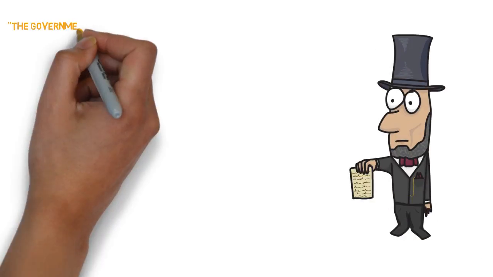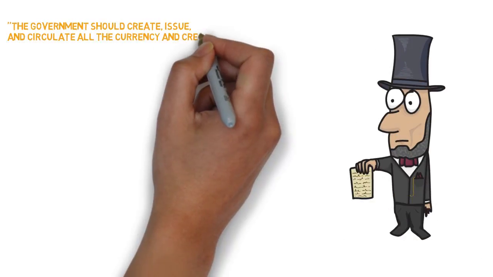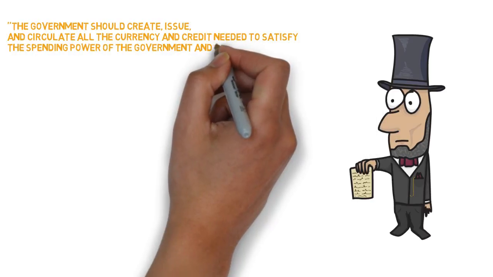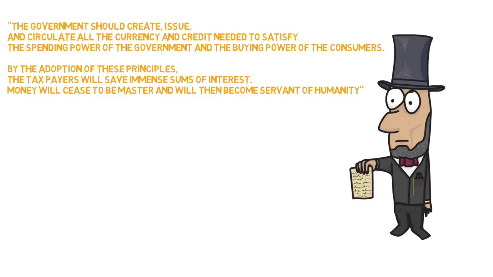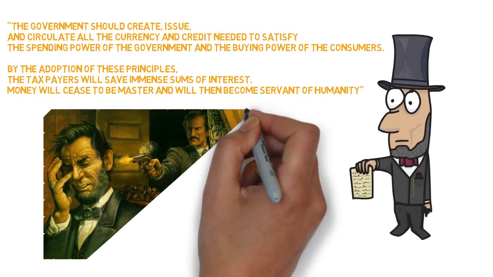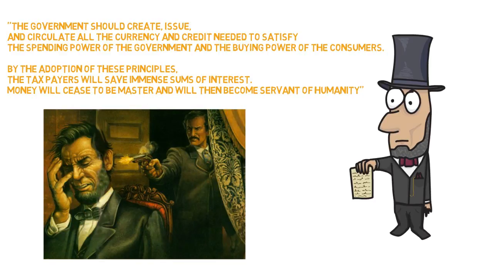"The government should create and issue and circulate all of the currency and credits needed to satisfy the spending power of the government and the buying power of the consumers. By the adoption of these principles, the taxpayers will save immense sums of interest. Money will cease to be the master and become the servant of humanity." Now, Abraham Lincoln stated that. Now, again, we have no further comment on that.